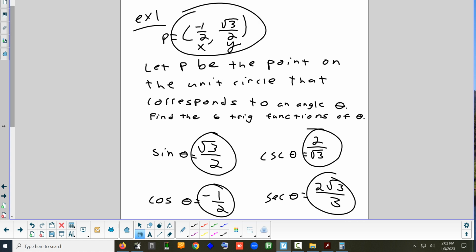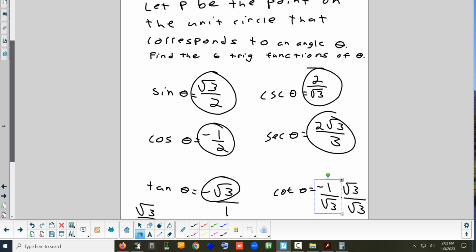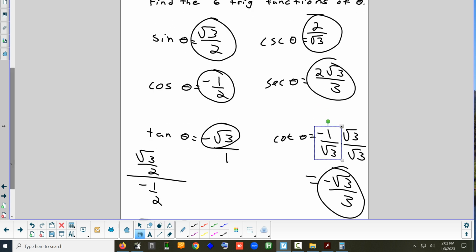So there are your 6 trig functions for some angle, which we don't know, but that is the location of the angle. If you really want to know what that angle is, it's 120 degrees. That's the coordinate for 120 degrees. We'll talk about that. Okay. Any questions on how we got those 6 trig functions?